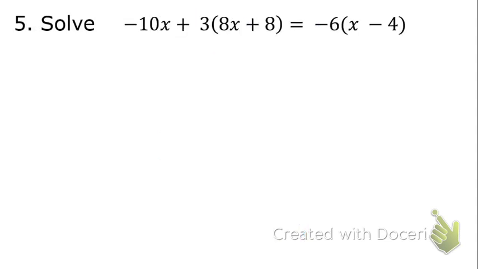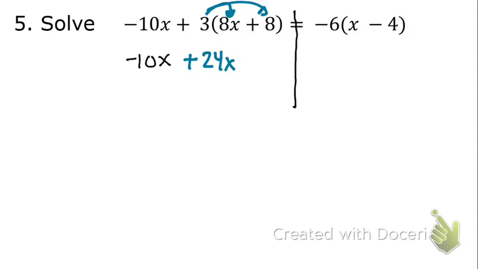Problem number 5. This one's very multi-step. Okay, so let's recognize our left side and our right side. This 10x, nothing will happen with that 10x. So I'm just going to bring him down. I'm going to put 10x. Now this 3 is in front of this parentheses, so hopefully you have learned that you distribute. 3 times 8 is 24x. 3 times this other 8 is just regular 24.